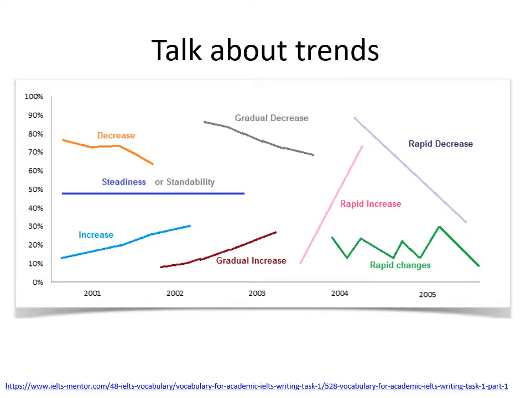Alright, so this is the most important slide in the show because it has the words I want you to say in your presentation. Here you can see that we have all of these wonderful words: decrease, steadiness, stability, increase, gradual decrease, gradual increase, rapid changes or fluctuation, some people like to say, rapid increase, rapid decrease. You can go online and find many other words that you can use to describe trends, but I would like to hear these words in your presentation.